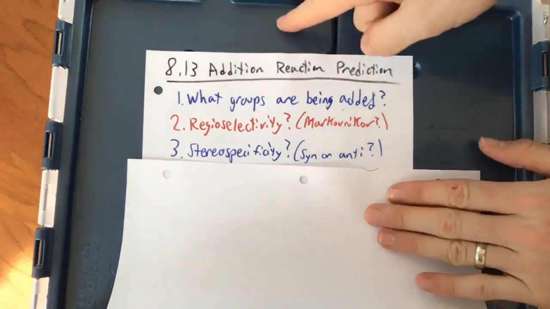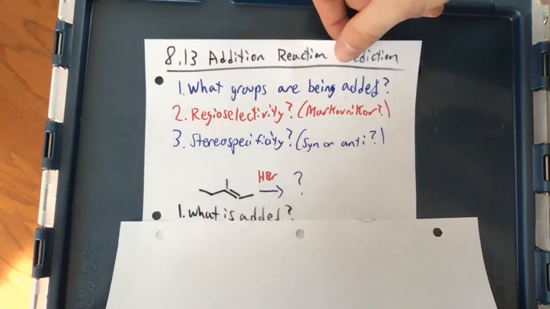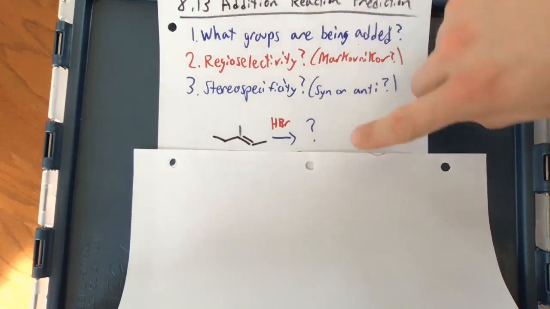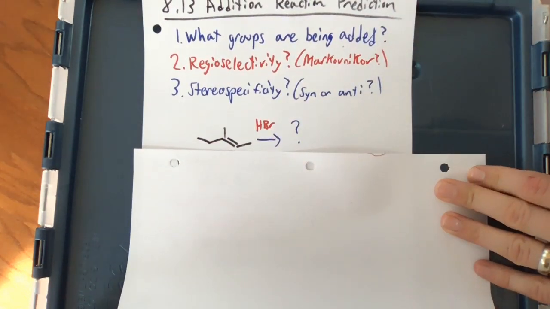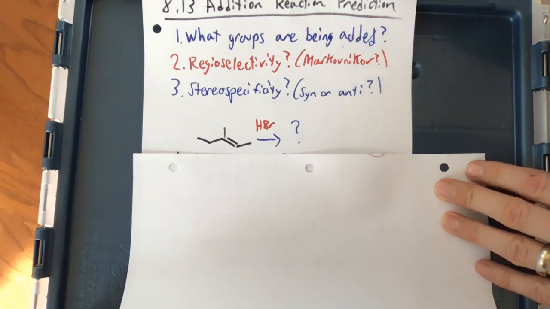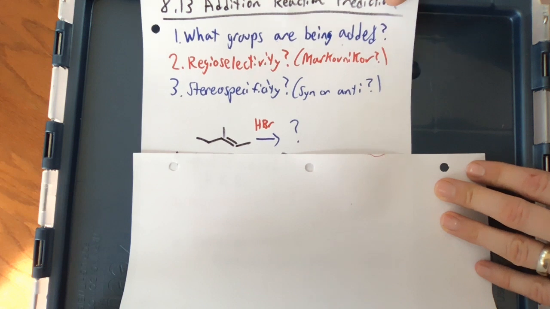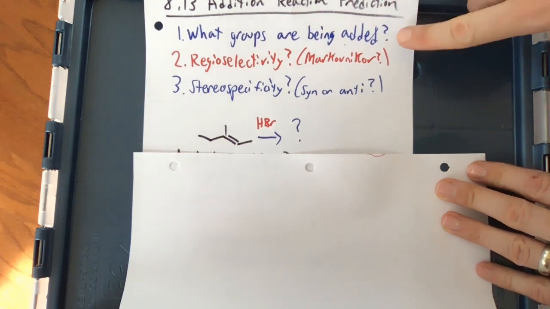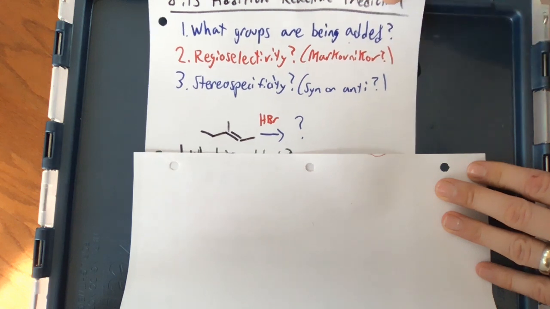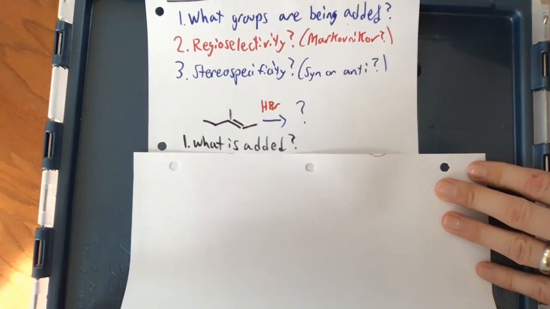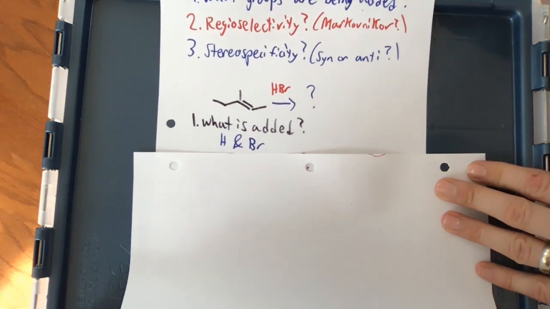So let's look at one simple example. Let's say we have this alkene and we add HBr to that. So let's see if we can predict what the product of the reaction will be. So first, again, we have to consider what groups are being added in this reaction. Well, the groups being added here should be a hydrogen and a bromine, right?